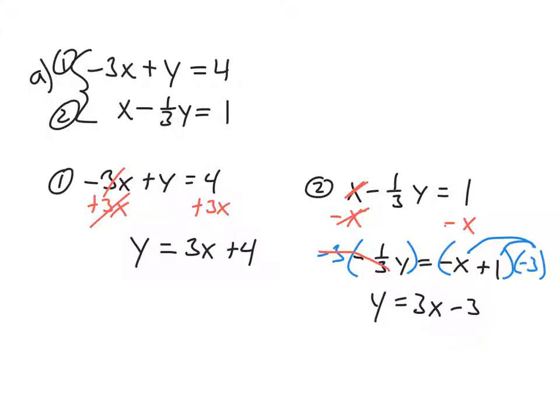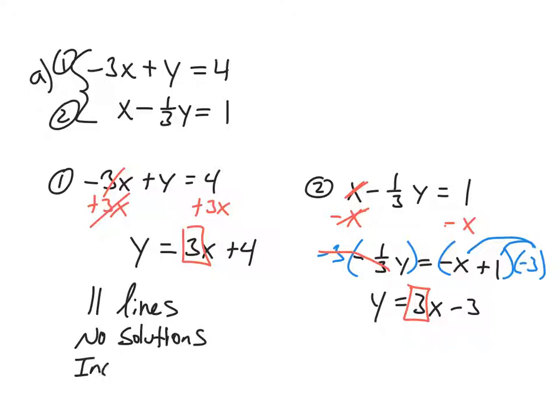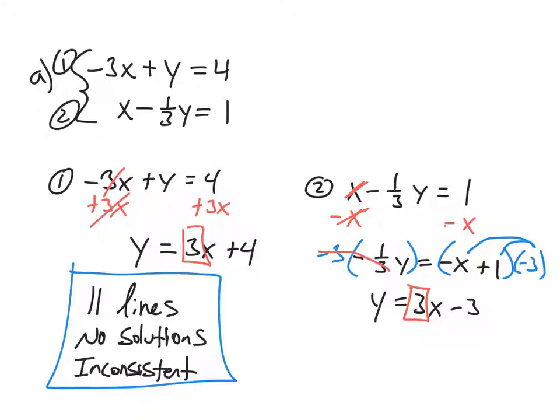All right. Well, looking at our two equations now, are they the exact same equation? No, they're different equations. So we know that they're not going to be infinite solutions. All right. But they are parallel. They have the exact same slope. So they're parallel lines. And since they're parallel lines, we're going to have no solutions. That means these are inconsistent. Same slope, but different equations. That means they're parallel. Yep.